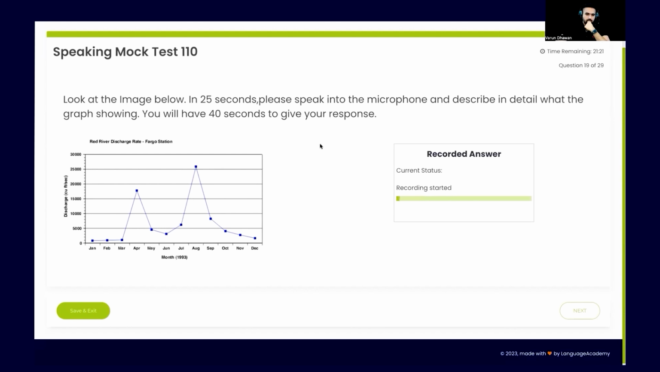The image gives information about Fargo Station. It is a very beautiful image, and I have to speak for 40 seconds about this image. There are a lot of different elements in the image, which are Fargo Station, Red River, and Red. I can also see January, February, and March. I can see April, May, and June.